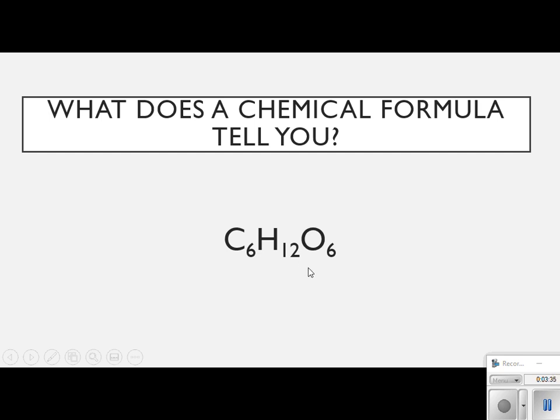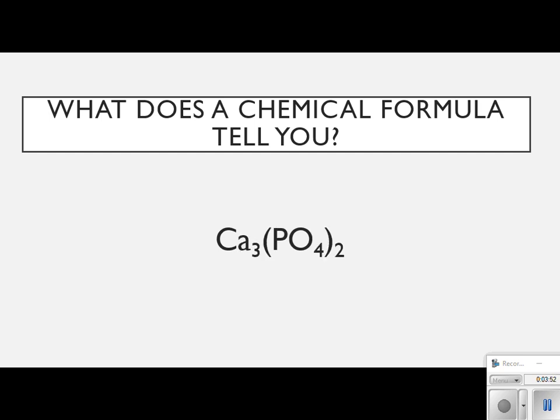You're going to learn later on that it's going to tell us some other things. Moles, okay? In this case, molecules. We're going to get some masses. So there's all kinds of different things the chemical formula will tell us.